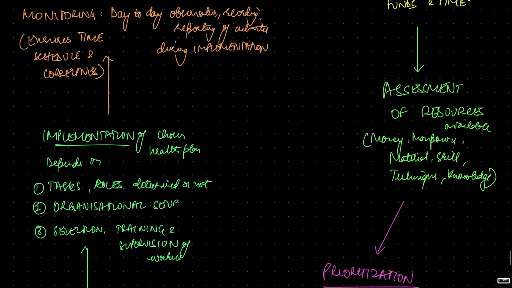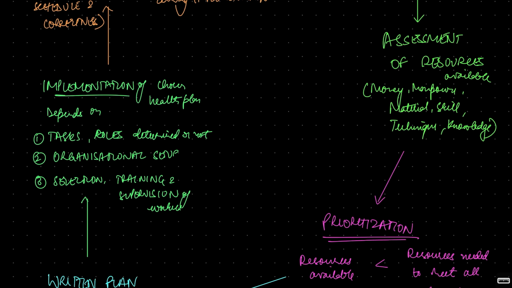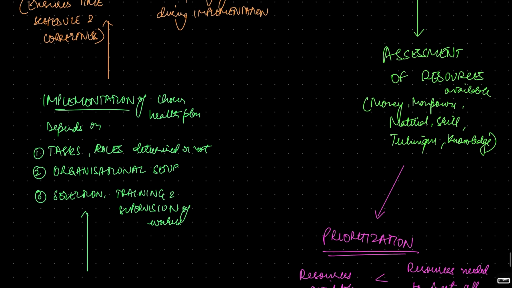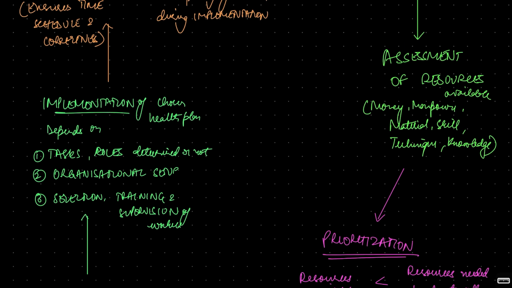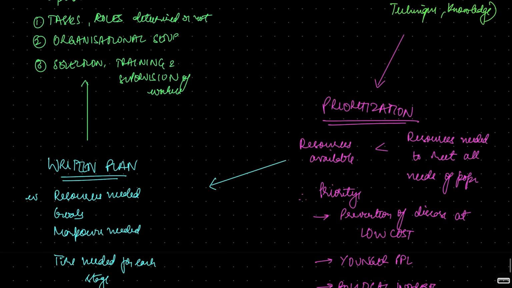Then coming to the assessment of resources available, there are multiple resources, not just money, the manpower, the raw material, the skills, the technique and the knowledge. Having just manpower is not sufficient. The manpower you have, they should have knowledge, they should have the technique, they should have enough skill to implement the health plan. And of course, money, raw material also are important. So you'll establish multiple goals, you'll assess the amount of resources you have available. Then you have to prioritize some goals over the other.